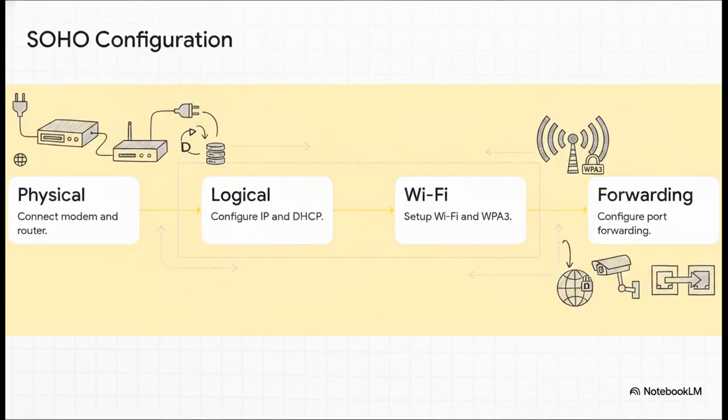So how does a technician actually bring a SOHO network online? It's a logical flow. Step 1, connect your physical media, plug in your modem and your router. Step 2, configure your logical layer by setting up DHCP to automatically hand out those IP addresses. Step 3, set up your Wi-Fi access and immediately lock it down with modern WPA3 wireless security. And finally, step 4, if your client needs to, say, access an internal security camera from outside the office, you jump into the router and configure port forwarding to intentionally allow that specific outside traffic in.